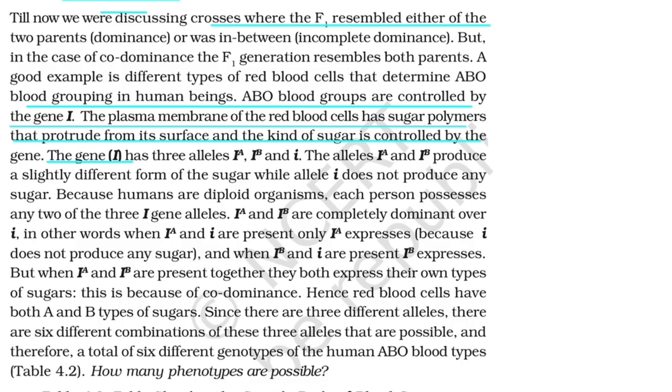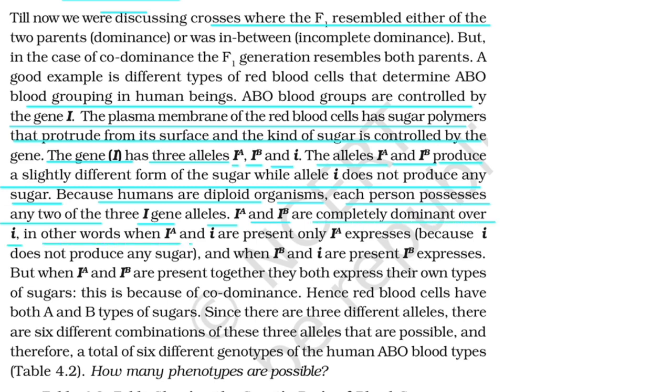The gene I has three alleles: IA, IB, and i. The alleles IA and IB produce slightly different forms of the sugar, while allele i does not produce any sugar. Because humans are diploid organisms, each person possesses any two of the three I gene alleles. IA and IB are completely dominant over i.